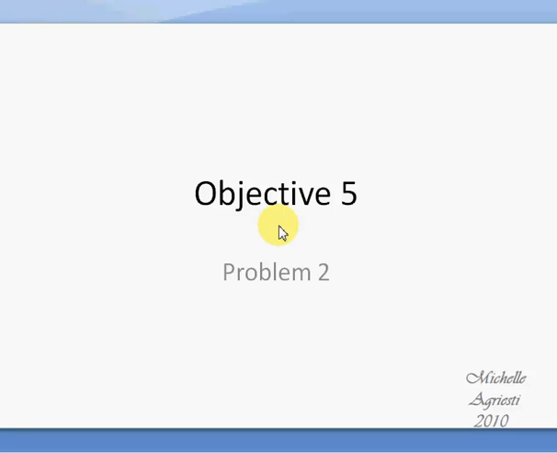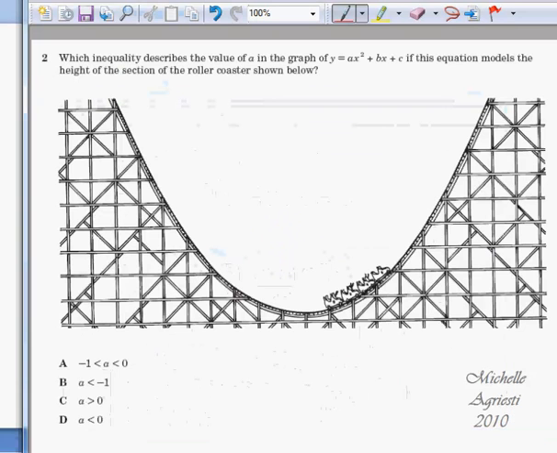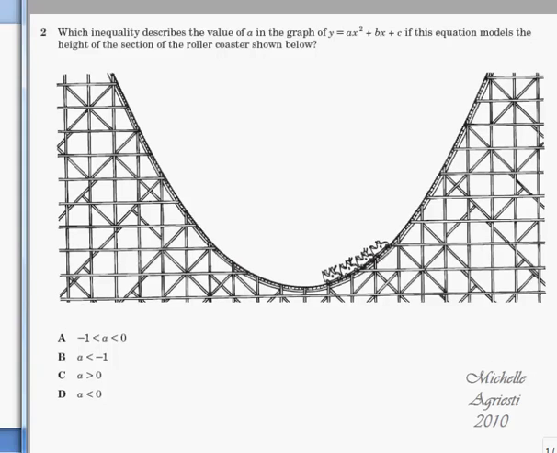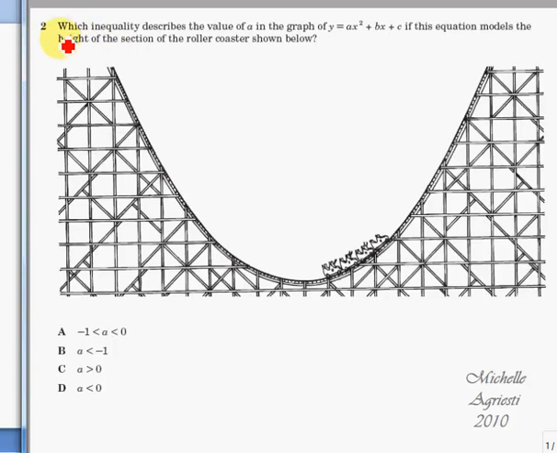This is the second problem from Objective 5. Which inequality describes the value of a in the graph of y equals ax squared plus bx plus c, if this equation models the height of the section of the roller coaster shown below?